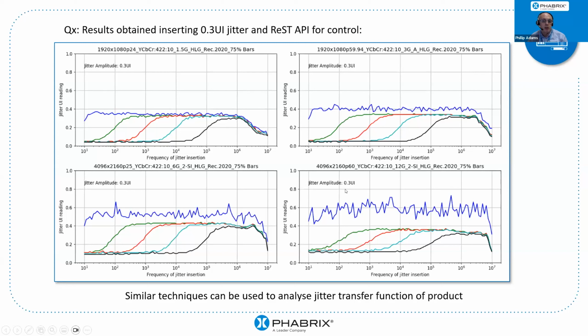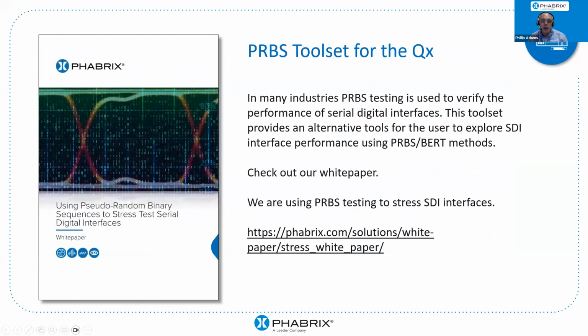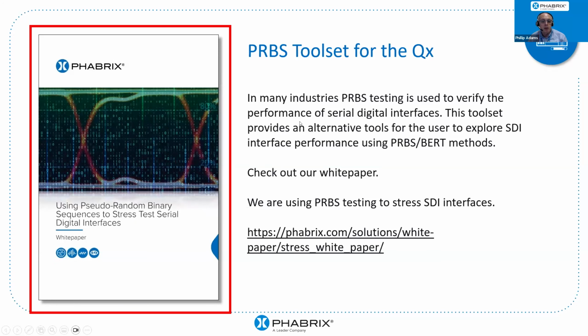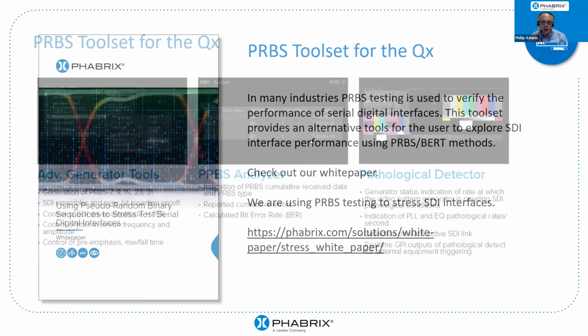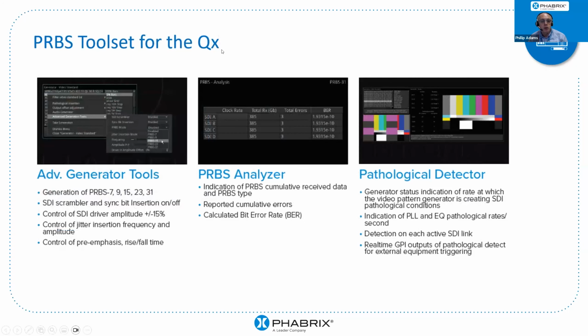And we do this to help ourselves. However, if you were to insert a third-party product between the generator and the analyzer, you could look at the transfer function of your own products. So it's quite an interesting tool set, and you can drive everything under REST API. With the PRBS tool set we created, we've also got a document, a white paper on that. You can download that. You can have a look at it in detail. And there's a whole lot of tools on the QX with the advanced tool set that allows you to generate these PRBS sequences, analyze the PRBS sequences, etc.